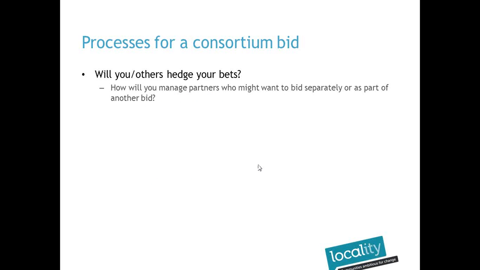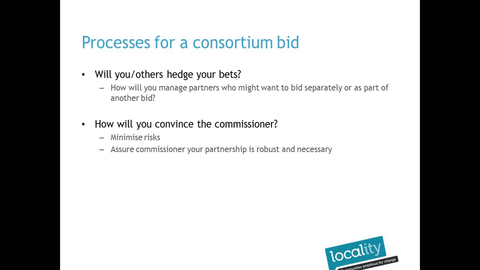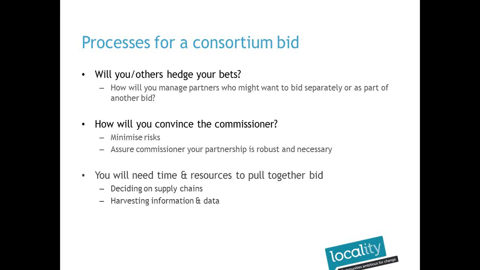We've had questions come up about people hedging their bets, so a lot of enthusiasm to join the consortium, and then at the last minute they might turn around and say, well, actually, what if we want to bid separately? What if we want to bid against the consortium? You have to think how you will manage that. You need to think how you will convince the commissioner. If you've got a large number of organisations, how do you manage quality over that large number? How do you minimise the risks to the commissioner? So you need to make sure that what you're building is robust and solid and is attractive to commissioners.